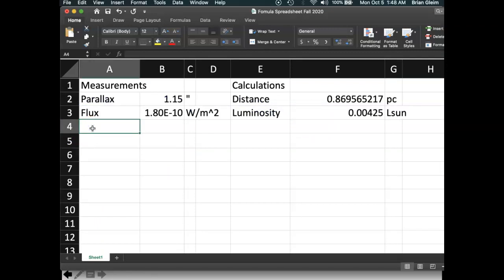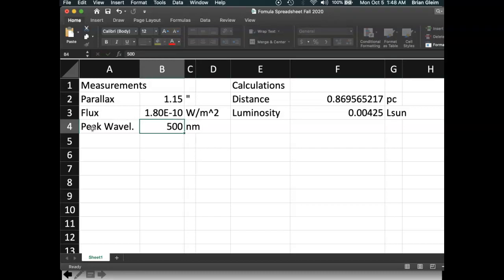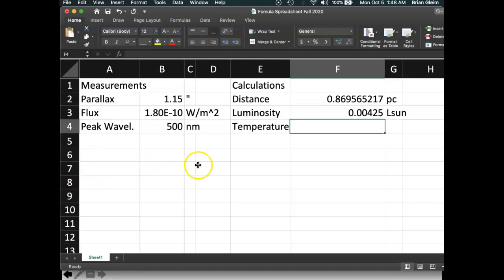This becomes another observable, another measurement that we can make in our spreadsheet. We can measure the peak wavelength. I'll just shorten that to that. All right. The peak wavelength is something that you can measure directly in your spectroscope from the spectrum of a star. So if you measure the peak wavelength of, let's say, 500 nanometers like the sun, we can use Wien's law to determine the temperature of the star.